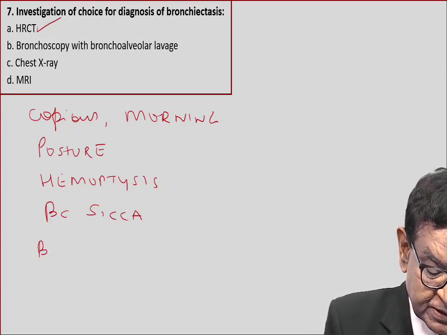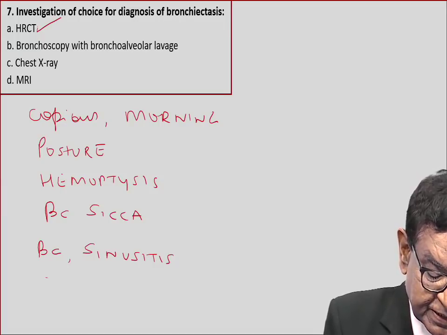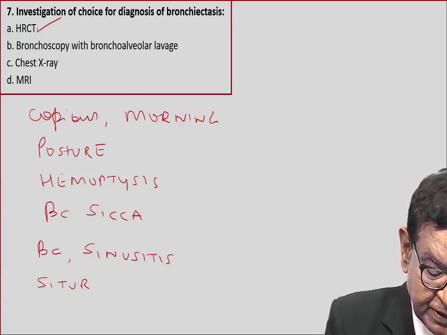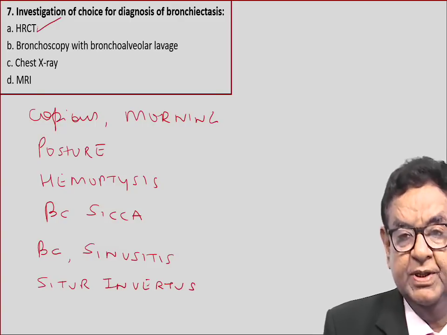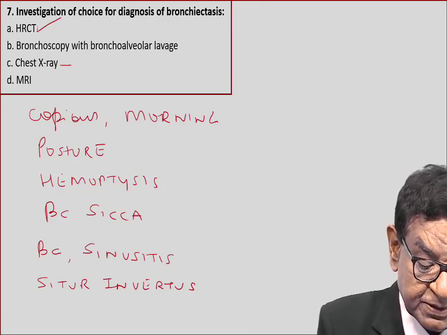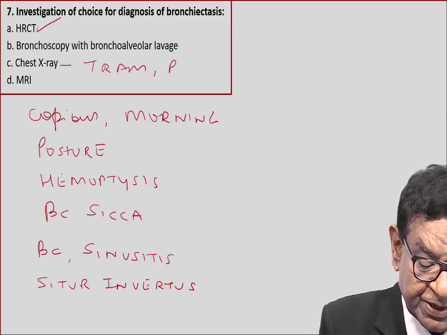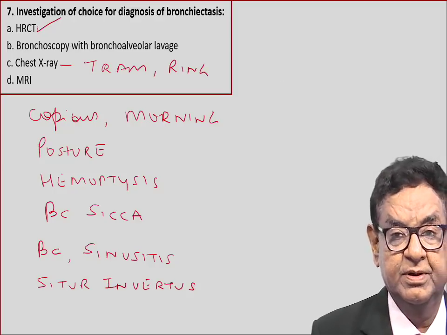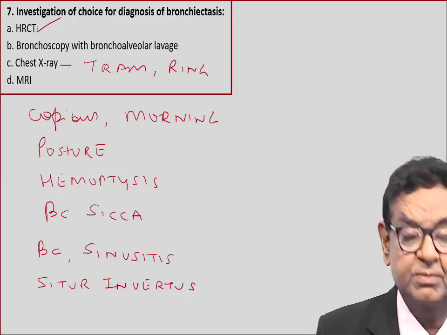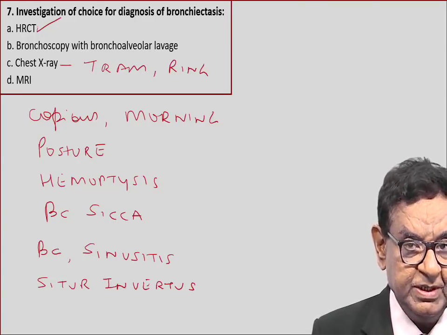In Kartagener syndrome, we have bronchiectasis, sinusitis, and situs inversus. In chest X-ray, you get tram track appearance, or we may get ring shadow. Okay, but the investigation of choice is HRCT.